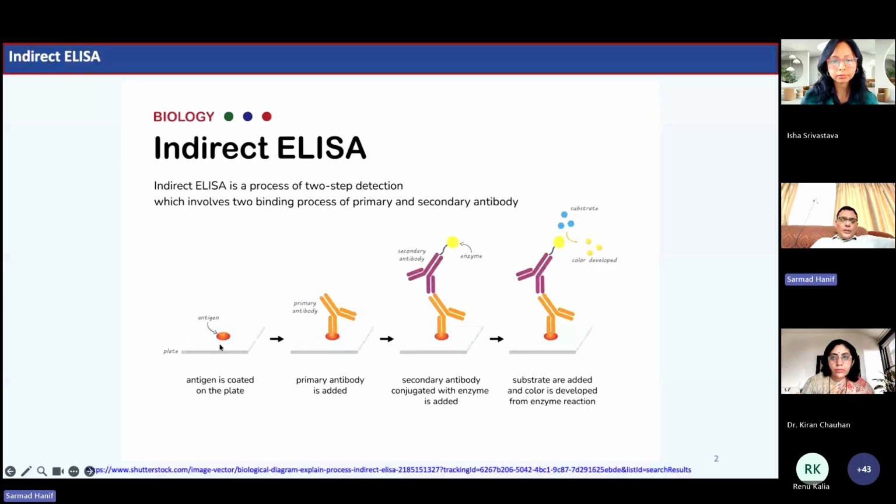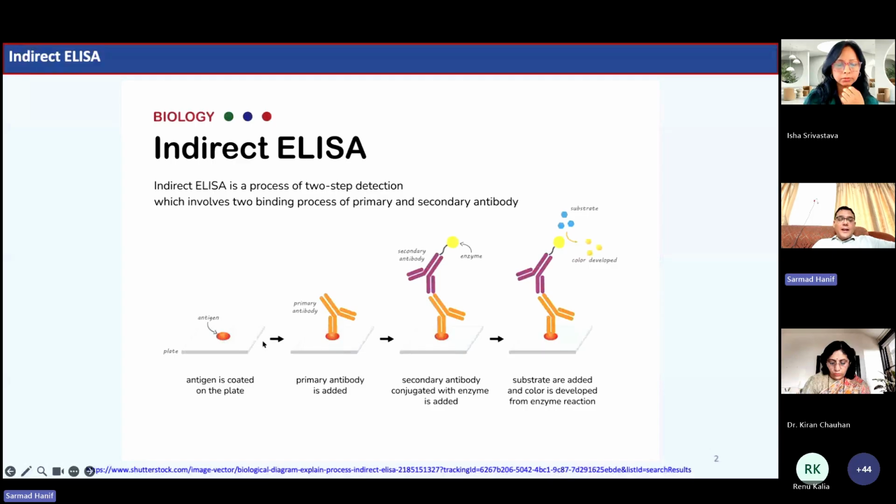So this is just one well of the 96 well plate. In the plate, there are 96 wells, in which we are talking about the one well. This one well of the 96 well plate has the antigen, which is coated. Coated in the sense that it is firmly held in the plate. What is this antigen? It can be a protein, it can be a polysaccharide.